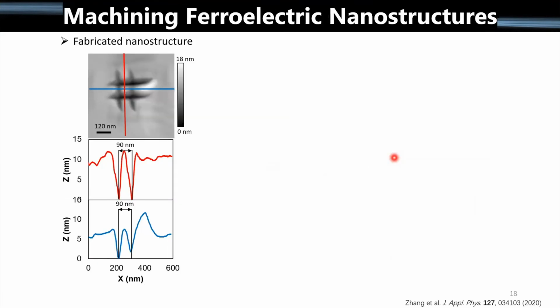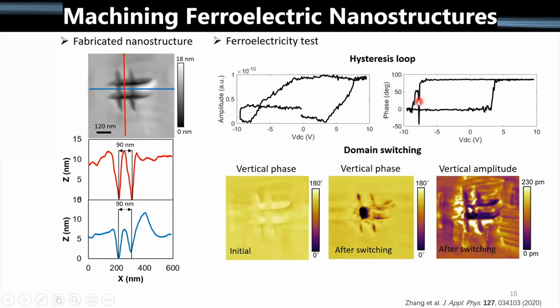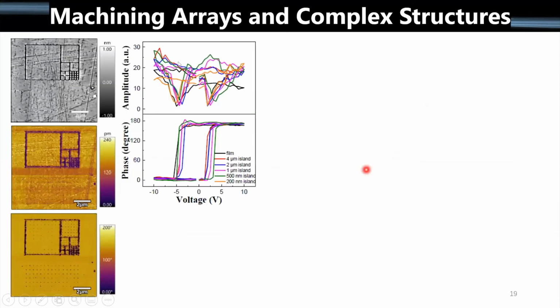Okay, so using optimized parameters, we were able to make a hashtag here. The smallest feature size that we saw was about 90 nanometers, and it still switched, and we could do PFM switching of it and imaging. We were happy that the ferroelectric properties of the fabricated nano island were retained.